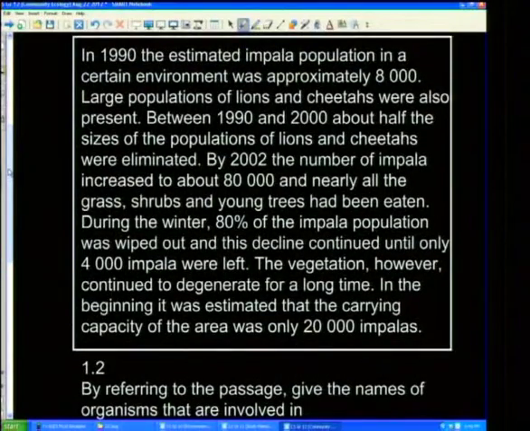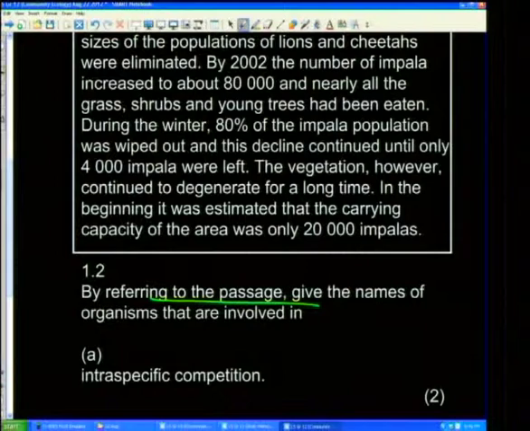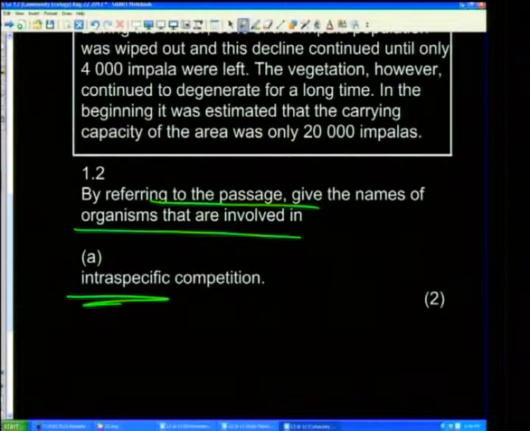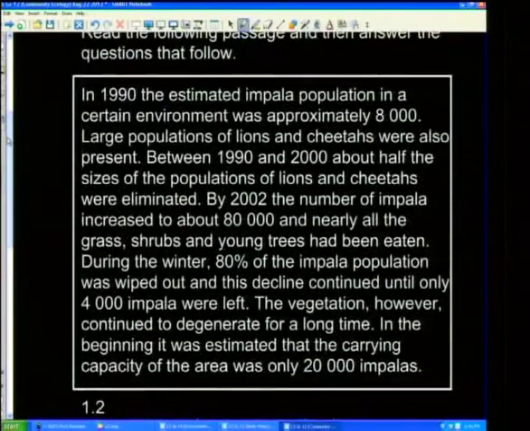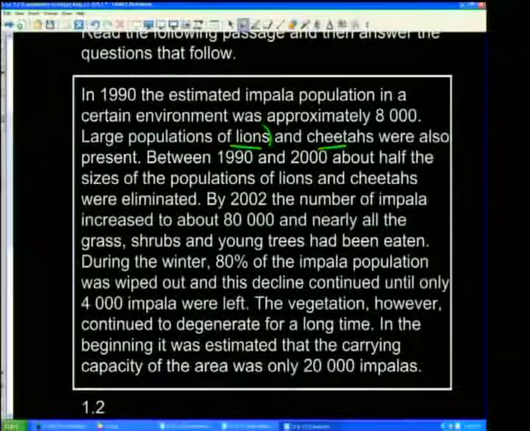We're still with the same passage, very big passage, but you would have had to read it. The question now says, by referring to the passage, give the names of organisms involved in intraspecific competition. We've already explained what intraspecific competition was just before this, within the same species. Can we say here that the lions and cheetahs and impalas was intraspecific competition? No. But we can say that there was intraspecific competition among the lions themselves or among the cheetahs themselves.